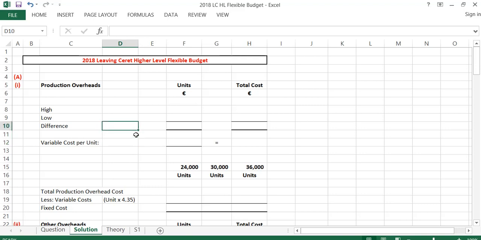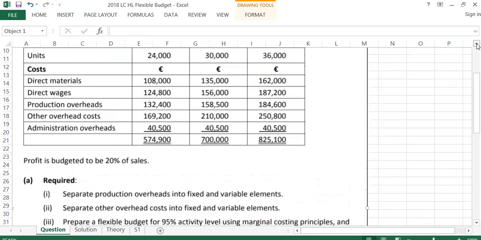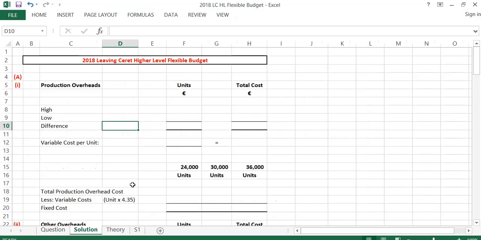To get the variable cost per unit, we're going to use the high-low method. To do that, we're going to get the highest and lowest units from the question. If we go back to the question and look at production overheads, the highest units are 36,000 units and the lowest units are 24,000 units. So the difference here is going to be 12,000 units.